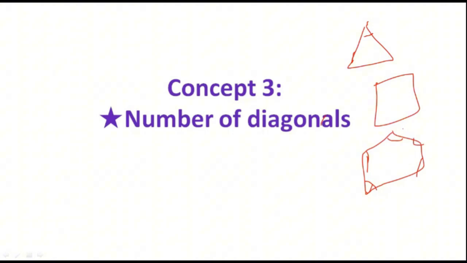Now, if I ask you to calculate the total number of diagonals in, say, a triangle, what would that be? 0. A triangle doesn't have any diagonals. Now let me ask you the same question here. Calculate the total number of diagonals in a square or a rectangle.